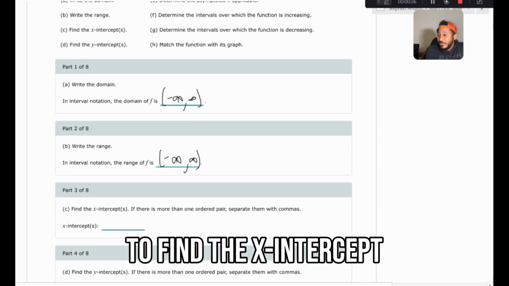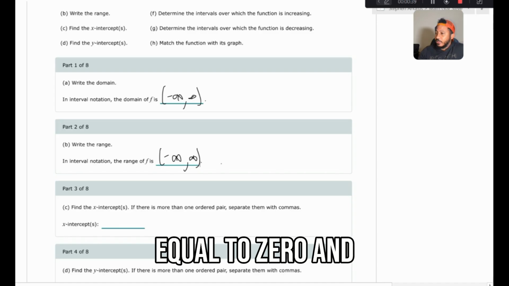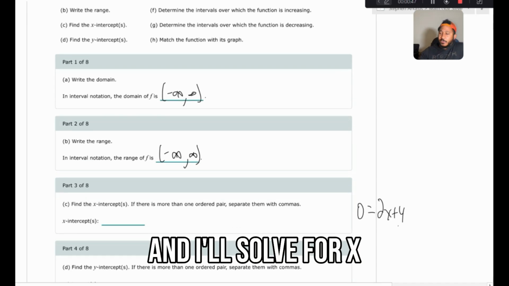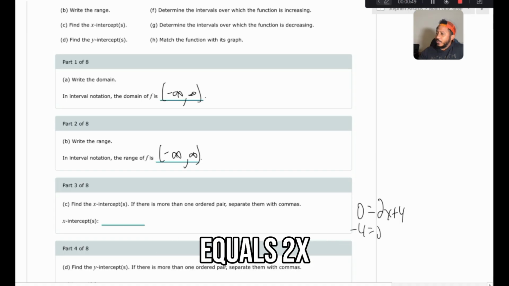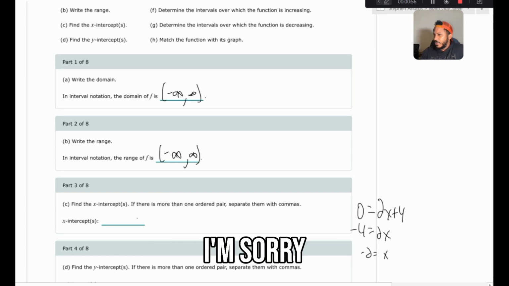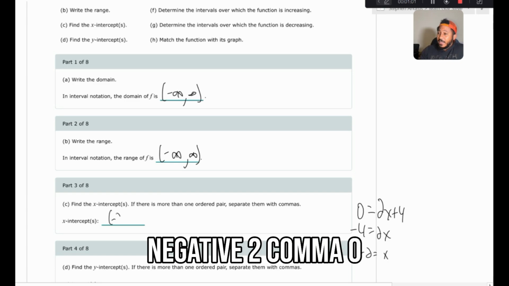To find the x-intercept, we set the function equal to 0 and solve for x, right? So here we have 0 equals 2x plus 4, and I'll solve for x. So subtract 4, we get negative 4 equals 2x, divided by 2, x equals negative 2. Easy stuff. It says write them as an ordered pair, right? So we would say negative 2 comma 0.